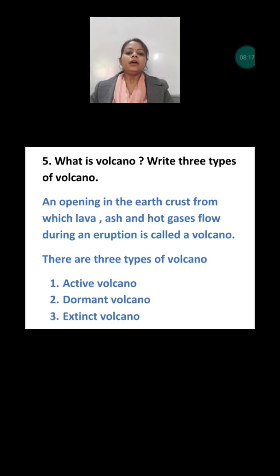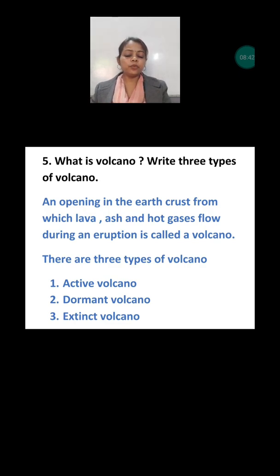When we divide volcanoes, we can divide them into 3 types. The first is active volcano, second is dormant volcano, and third is extinct volcano. Active volcanoes are those which are erupting continuously at regular time periods. They are still alive. They are erupting now also.